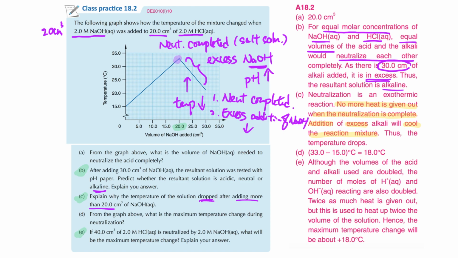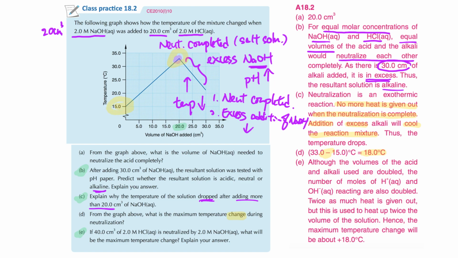Part D. It is not difficult, but just pay attention. What is the maximum temperature change? Remember, maximum temperature and maximum temperature change are different. For changes, remember, you have to do a subtraction. Use the highest minus the original temperature. This one and this one, you have to do the subtraction to see the difference.